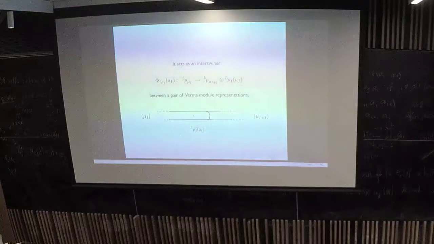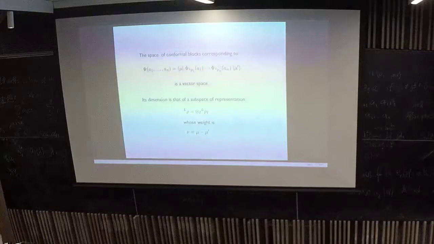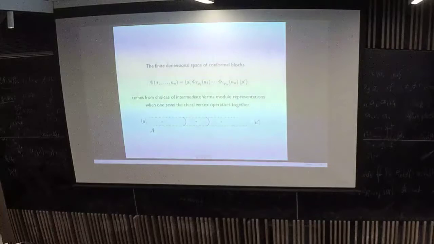Well, exactly. If you pick mu, mu one and mu two, it's a finite dimensional space. Sometimes one dimensional, sometimes zero. And the way you get a finite dimensional space is precisely by sewing chiral vertex operators. It's a subspace of the representation of weight mu minus mu prime. So the way you want to think of it is you fix one of the weights and pick a weight subspace, and that determines mu prime. So this finite dimensional space comes from the space of choices of intermediate Verma module representations. Again, it could be zero dimensional, but of course you don't want that.